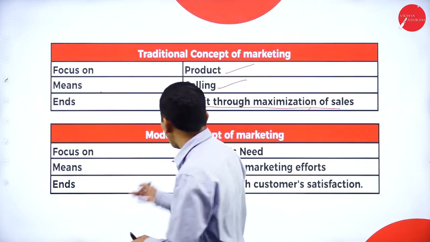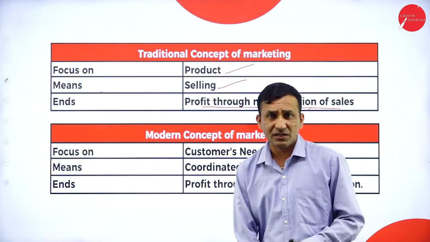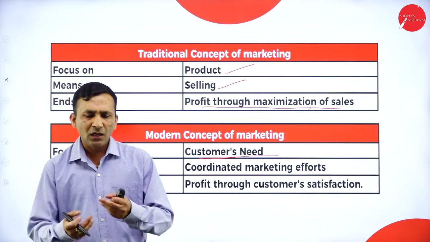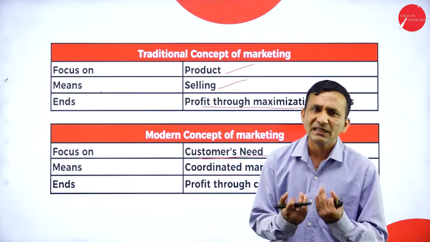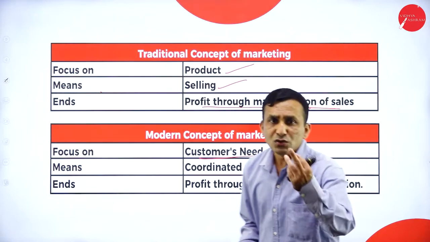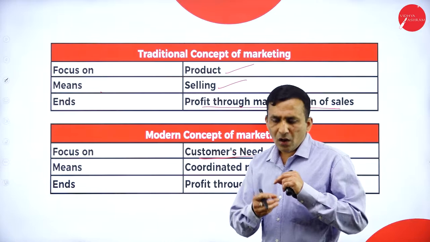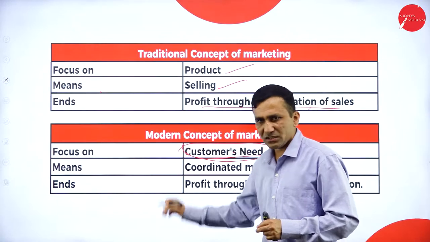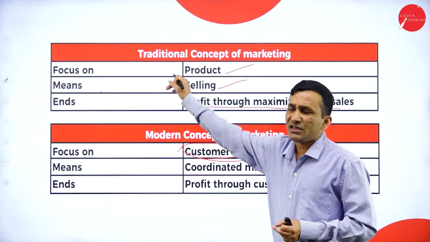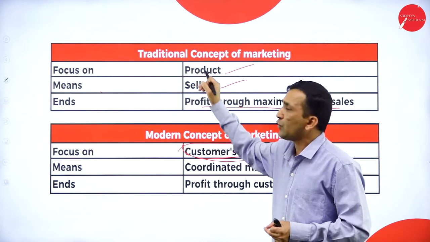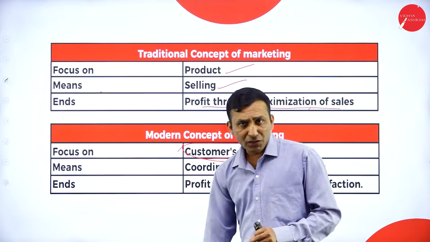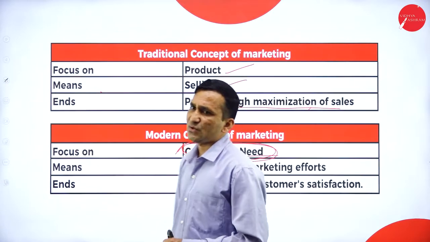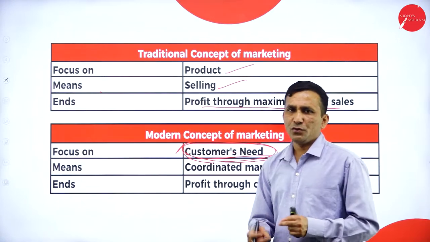But in the modern marketing concept, the focus is always on customer needs. Before starting production, the businessman considers what the customer is expecting, when they are expecting it, what kind of product and what kind of service. Based on customer needs only, the businessman or producer takes steps. The marketing team collects information related to customer needs. In the traditional concept we are not giving any priority to this, because we are just focusing on how to increase sales. But in the modern concept of marketing, we always focus on what customers need. Based on customer needs and wants, the producer starts producing the product.